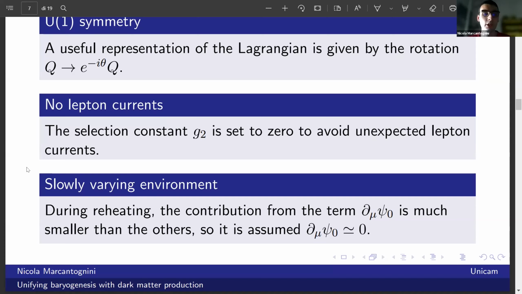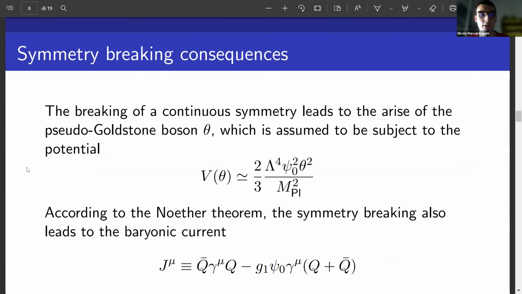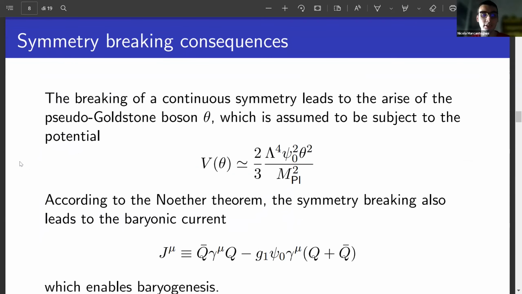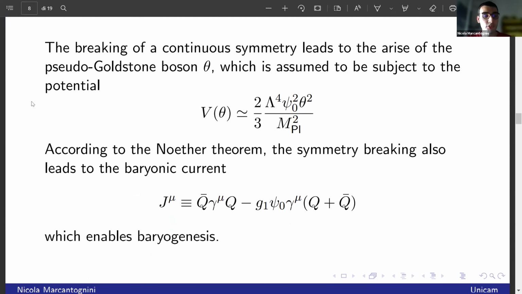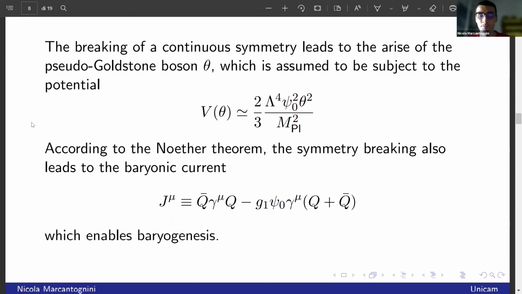So we talk about symmetry breaking, in particular a continuous symmetry breaking. This phenomenon has two important consequences. First, there is the rise of the pseudo-Goldstone boson theta, which is assumed to be subject to this potential. We chose this form because the Planck collaboration recently showed that this is the one with the best agreement with observations. Second, according to Noether's theorem, there is also the rise of a baryonic current, J_μ. And this current enables baryogenesis.